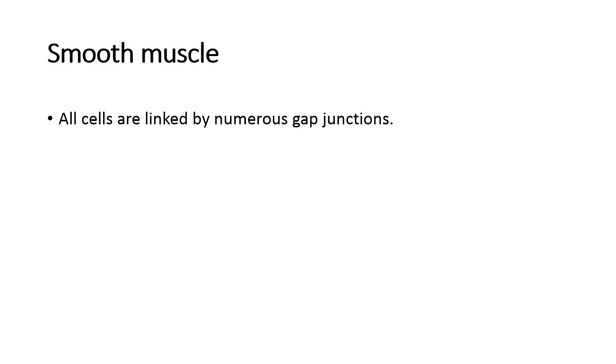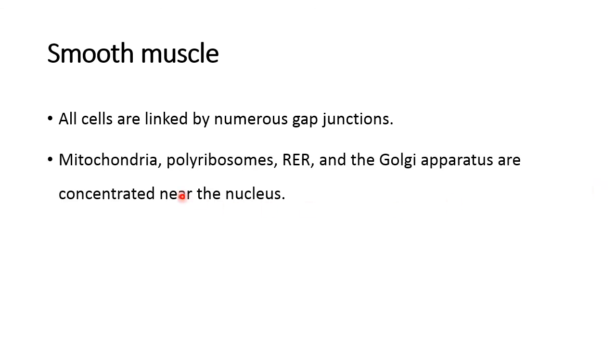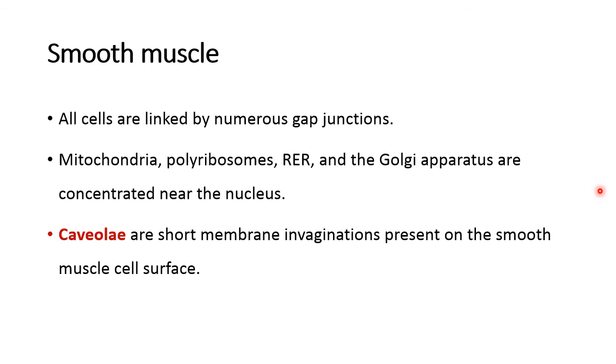All the cells of the smooth muscle are linked by numerous gap junctions, and the mitochondria, polyribosomes, rough endoplasmic reticulum, and Golgi apparatus are concentrated near the nucleus. The caveolae are short membrane invaginations present on the smooth muscle cell surface. This is instead of the T-tubules found in cardiac and skeletal muscle. Here there are no T-tubules; there are caveolae in the smooth muscle.